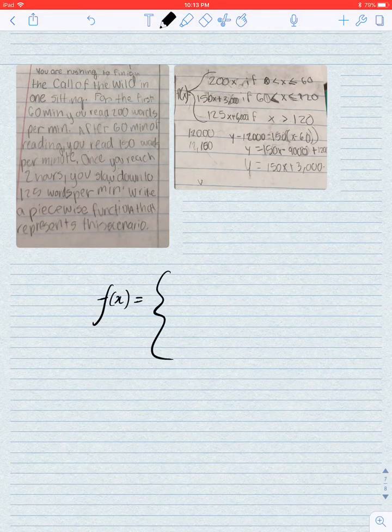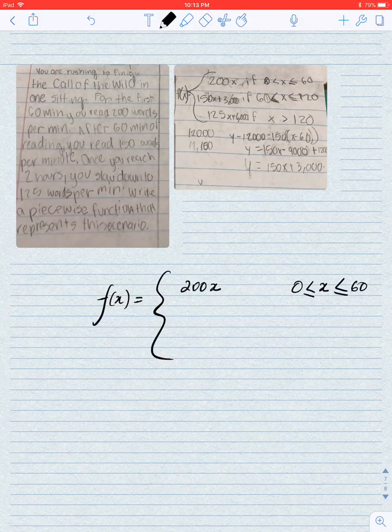the first 60 minutes, where x is greater than or equal to 0 and less than or equal to 60. So for x minutes between 0 and 60, you're reading at the rate of 200 words per minute times x minutes. So that's what the first part of the function is going to look like, right?